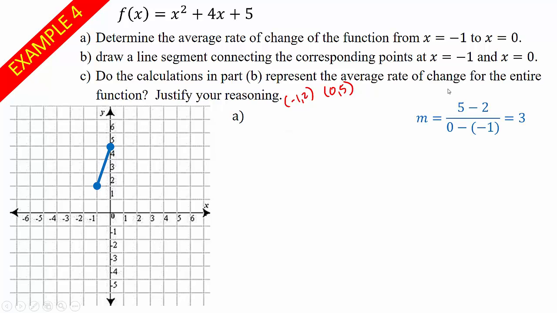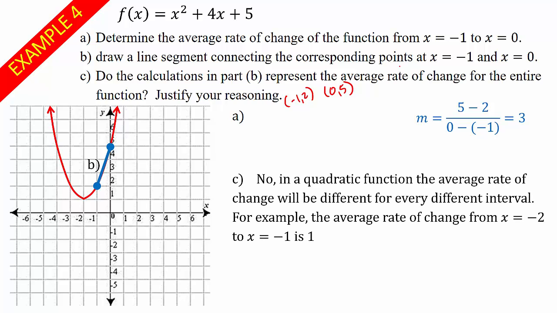Okay, then you can go ahead and take your slope. 5 minus 2 over 0 minus -1 gives you a slope of +3. If we draw in our graph, it says draw a line segment connecting the corresponding points at x equals -1, so that's right there, and x equals 0, which is right there. So B, we drew it in. Then we're going to remember it's rise over run, so we go up 3 and right 1. Rise over run. So with 3, it's the same, so that's good.